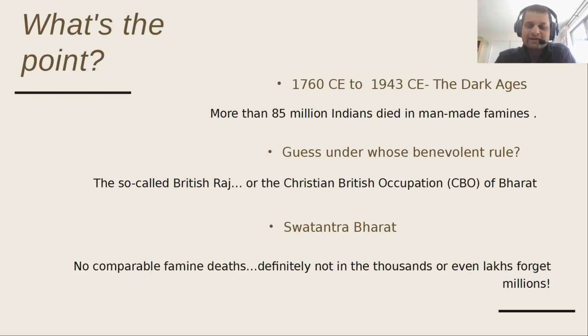And in the next part of the series I will address how some of this influenced their view of especially Hindus as pagans or heathens. So once you class people as pagans or heathens, automatically you kind of go down to the animal level, you are no longer human. And in independent India, as I have mentioned, or Swatantra Bharat, no comparable famine deaths, not even in thousands, forget about the lakhs and millions.